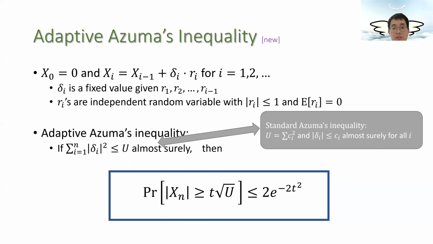Here, you can compare it with the standard Azuma's inequality, where U is set to be the sum of ci square, where each ci is the maximum possible step size. And actually, for our proof, we will use adaptive Azuma's inequality with error. That is, we assume this condition is violated with probability at most epsilon. Then we will get an additional epsilon factor here for the concentration bound.